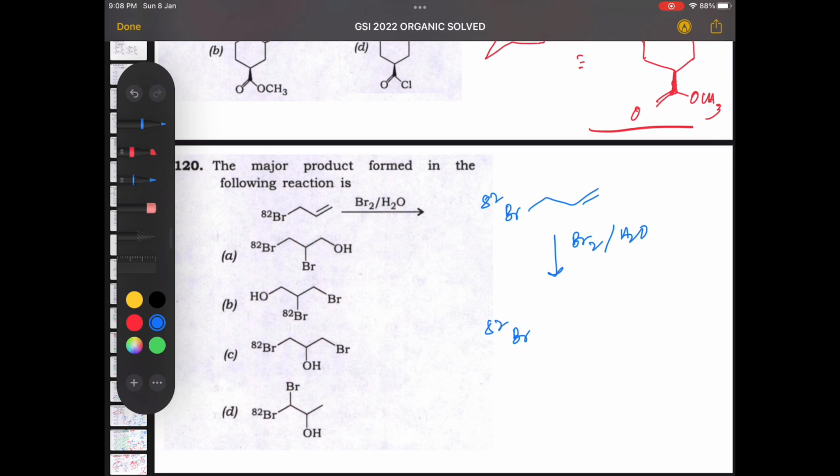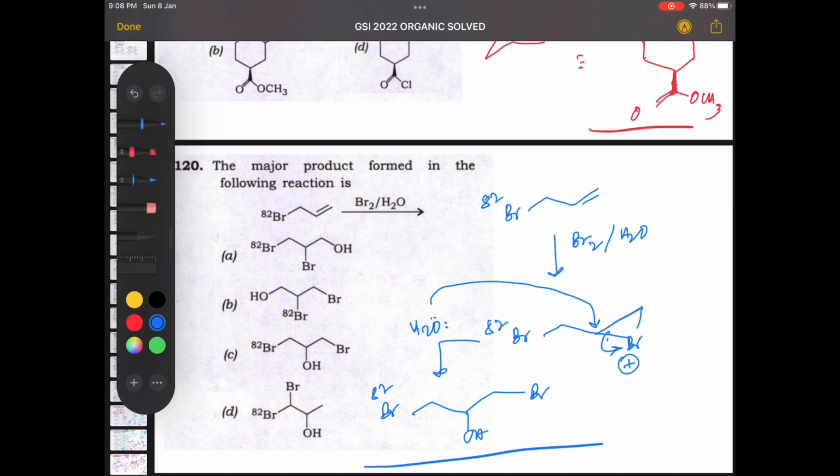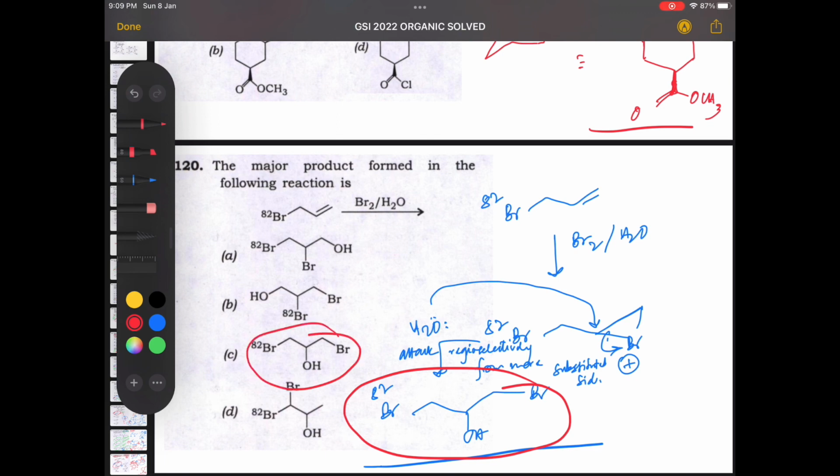Bromine H2O, once again a cyclic bromonium ion is formed in the first step, then H2O is present in large excess, so H2O opens up the cyclic bromonium ion, and it opens up in a regioselective manner at the more substituted carbon, and we get our answer. And as you know that here H2O is present in large excess and acts as the nucleophile, so it is the competitive nucleophile and not bromine, and hence this is our answer. So option C is our answer for this question.